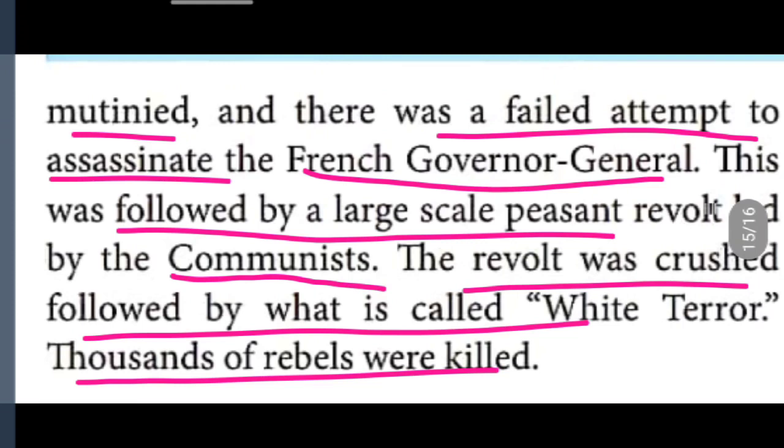It led to whose movement? Peasant revolt. Yes, peasants revolt, led by the communist people. So this revolt, in the history of Indochina, was called White Terror. So thousands of rebels were killed.